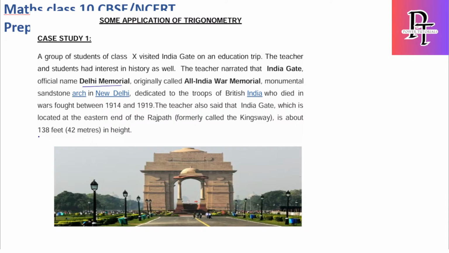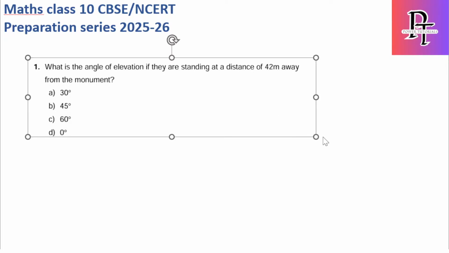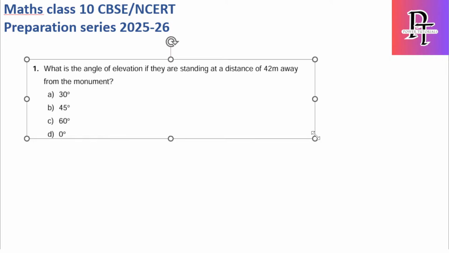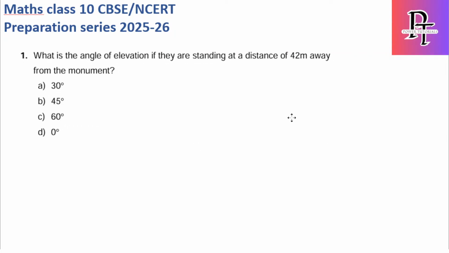So this point is important as per this question. We know the height of the India Gate, which is 42 meters. Okay, now let's see what they are asking. What is the angle of elevation if they are standing at a distance of 42 meters away from the monument? Little zoom out so that it is easy for you to see the question.